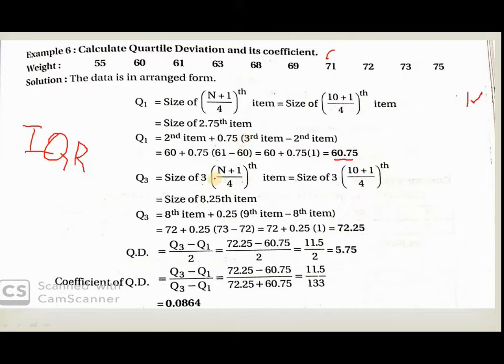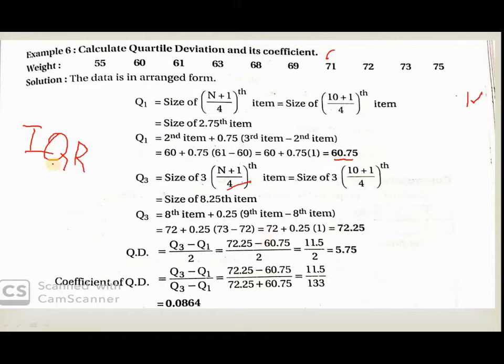Again we will apply this for Q3. What is the formula for Q3? 3 into (n plus 1) by 4. Here n is the same, but we multiply by 3. We get 8.25. So it is the 8th item plus 0.25 times the difference between the 9th and 8th items. So we get 72.25.